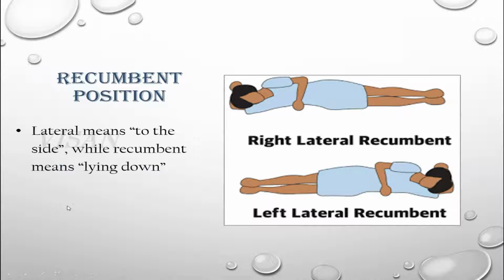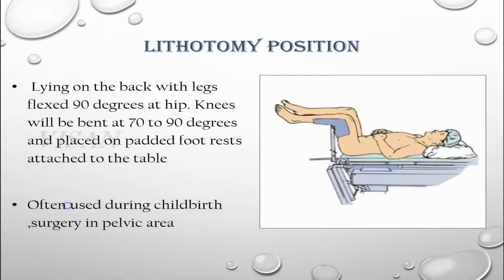Next is recumbent position. Here we have right lateral recumbent position and left lateral recumbent position. Lateral means sides, while recumbent means lying down. The patient lying on the right side of the body, that is called as right lateral recumbent, and the patient lying on the left side of the body, we call it as left lateral recumbent position.